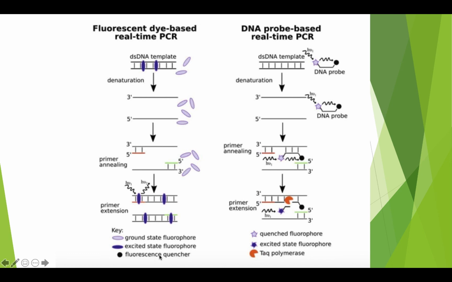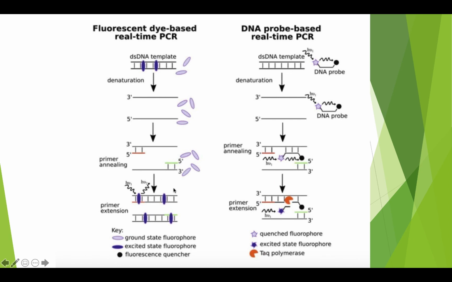Now what we do in real-time PCR is this fluorescent dye based method. You have a double stranded DNA template. This is the ground state fluorophore, and this is the excited state fluorophore. When it's double stranded, it's excited. Denatured, annealed, extension, resulting strands, and then double the amount of fluorescence.